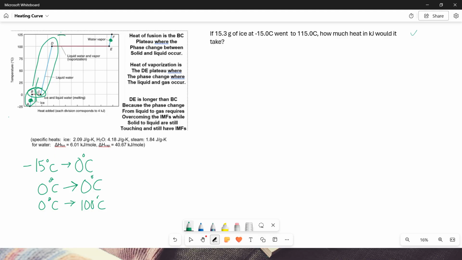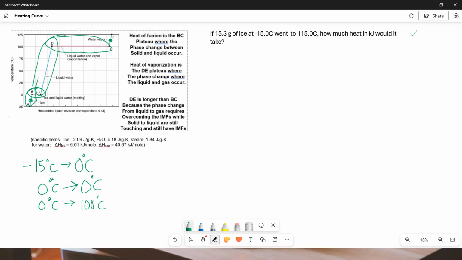And once we get to this plateau, D to E, we are now on the boiling, condensing, or vaporization phase. So along DE, we're at 100 degrees. So we start at 100 degrees of liquid and we go to 100 degrees of steam or vapor. Then we're going to go this small section here from E up to F. That is where we're taking 100 degrees of steam or vapor and going to 115 degrees vapor. So there are 5 steps here.